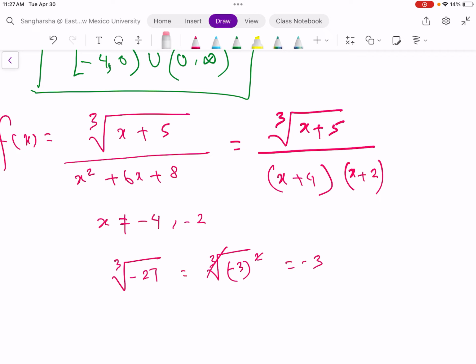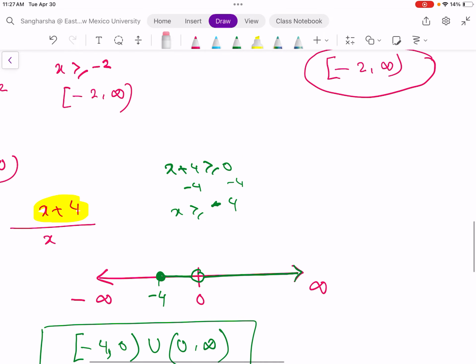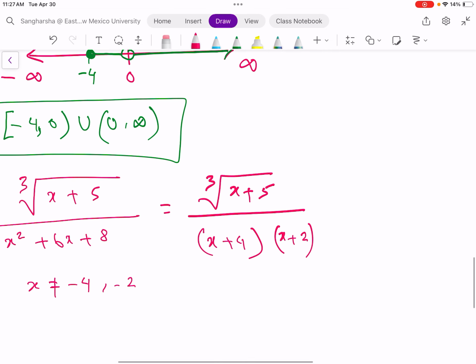Okay, so this is a cube root. Earlier we had a square root. Now we have a cube root here. So we can have any number for the numerator, but we can't have these two numbers in the denominator.